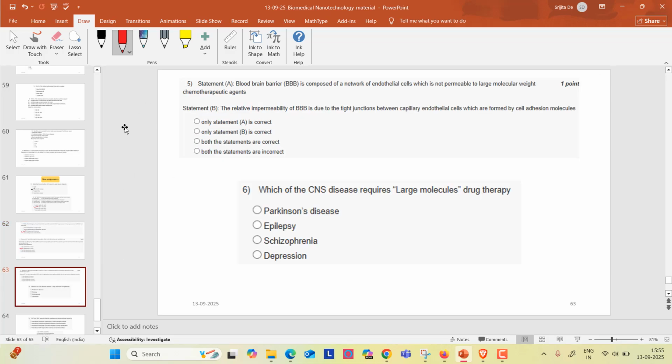The blood-brain barrier is composed of a network of endothelial cells which is not permeable to large molecular weight chemotherapeutic agents. And statement 2 is the relative impermeability of the blood-brain barrier is due to the tight junctions between capillary endothelial cells which are formed by cell adhesion molecules. Which one is true?